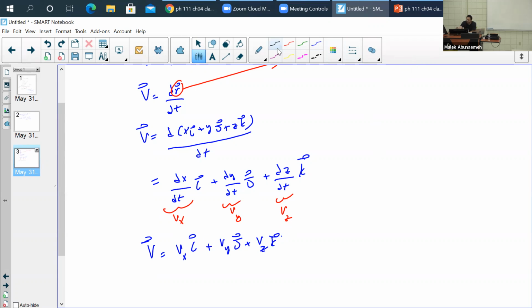And again, let me go ahead and write this down. Given that vx is going to equal dx over dt, vy is going to equal dy over dt in the y direction, and vz, again, that's your dz over your dt. So that's for the velocity. Now, with the velocity comes the acceleration.